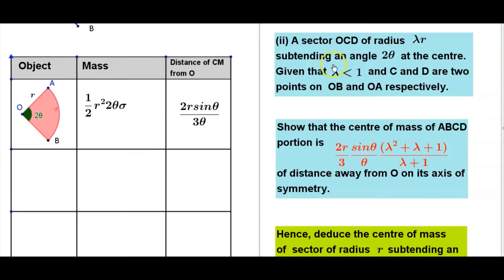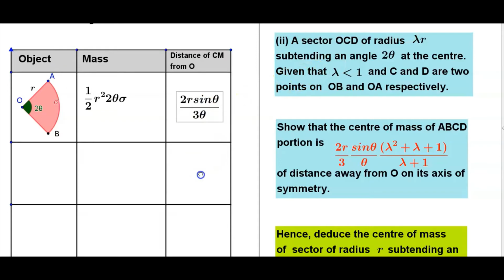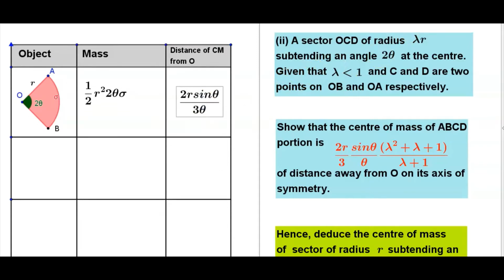Center of mass 2r sin theta over 3 theta. Now consider a small sector with radius lambda r, angle 2 theta, surface density sigma. The mass is half, for r we can substitute lambda r, half into lambda r whole thing squared into 2 theta sigma. This is the mass of this object: half lambda r whole thing squared, 2 theta into sigma.